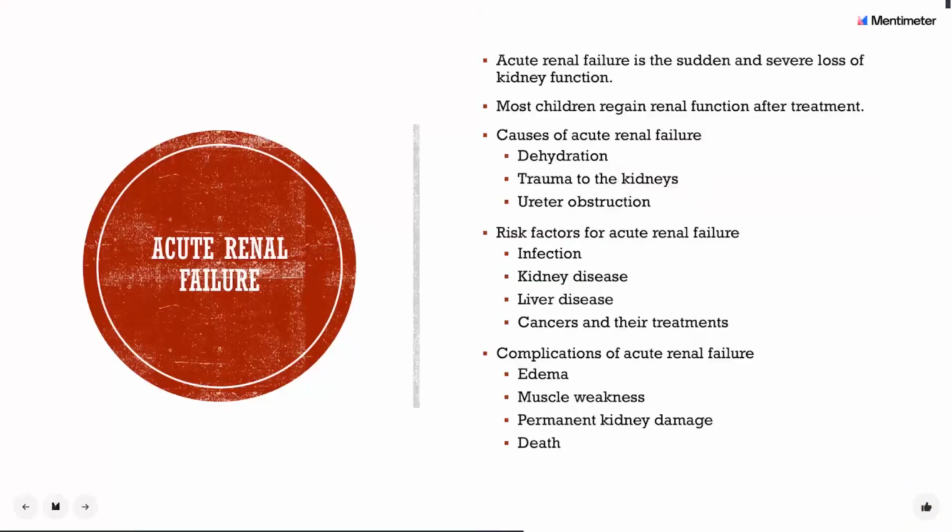With acute renal failure, we've got severe loss of kidney function. Most of our kids are able to regain their renal function if they've been treated promptly. So we can have renal failure as a result of dehydration, trauma, or obstruction. And those complications are going to be edema, muscle weakness, permanent kidney damage, and death.